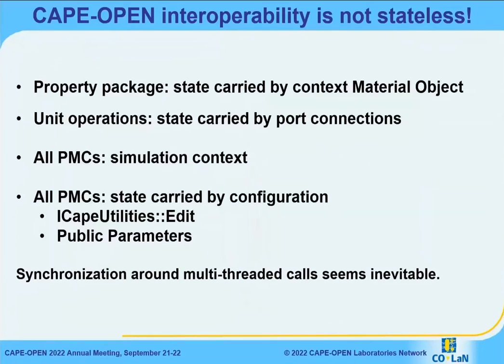So the state on the property package, as shown in the previous slide, is a result mostly of the context material object. For unit operations, the story is similar. Unit operations have ports, and the ports connect to materials. And if you would connect different materials from different threads, surely the unit operation would not be able to do consistently the calculations on the set of materials that you specified from the first thread. All PMCs have an additional piece of state, which is the simulation context, which would be accessed in a concurrent manner, which is not pleasant.